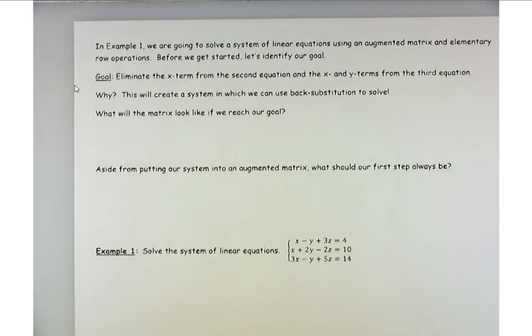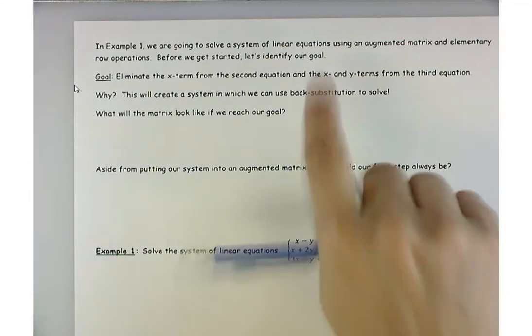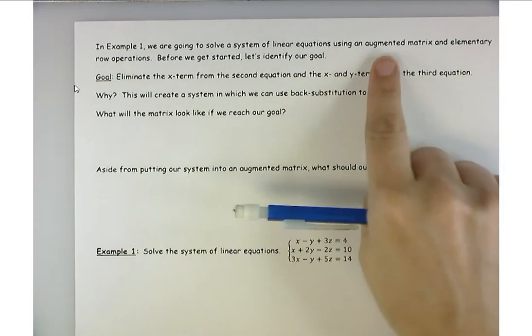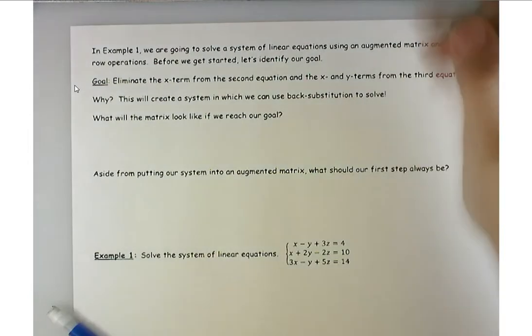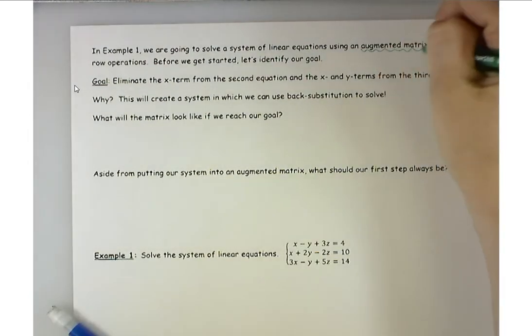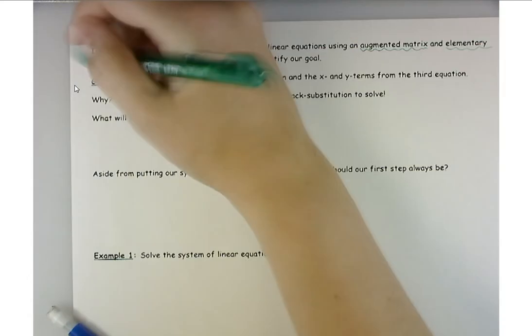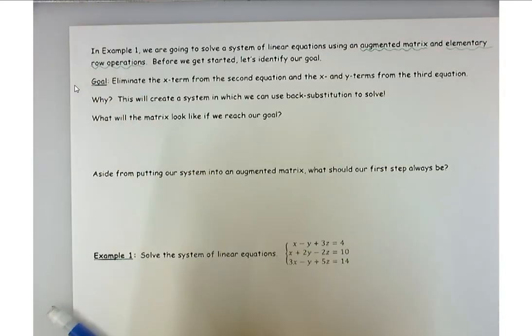Right, so in example 1, which we're going to do in just a second, we're going to solve a system of linear equations using an augmented matrix and our elementary row operations. Okay, so these were the key things that we said we were going to learn by the end of today. Before we get started, let's talk about what our ultimate goal is. And it's actually going to be similar to the goal that we had yesterday. So remember yesterday we talked about strategy 1.